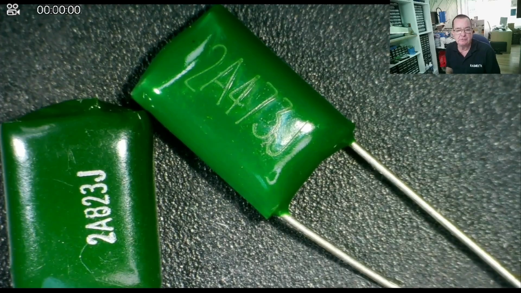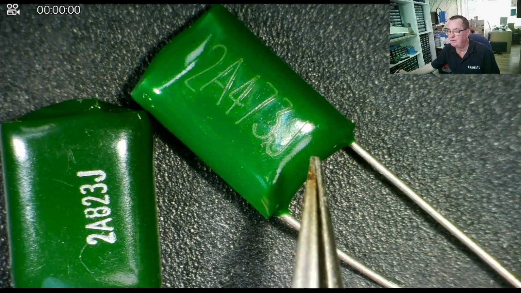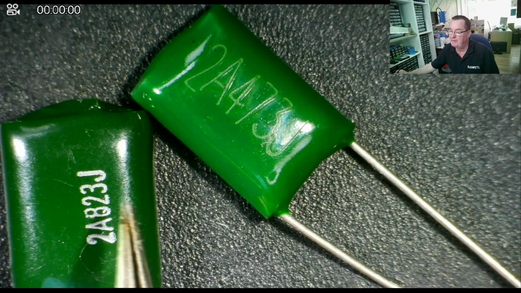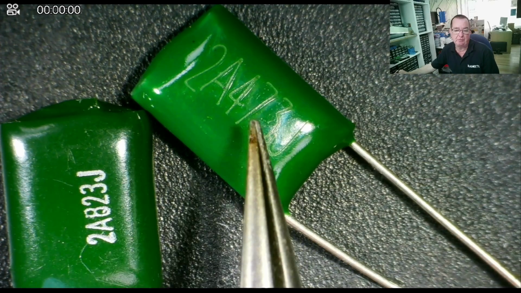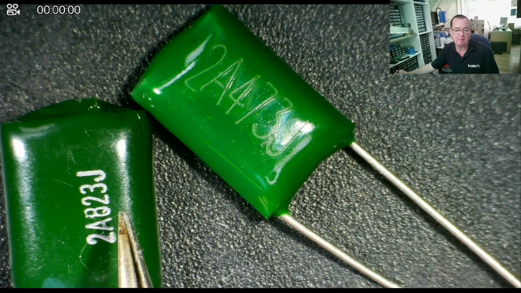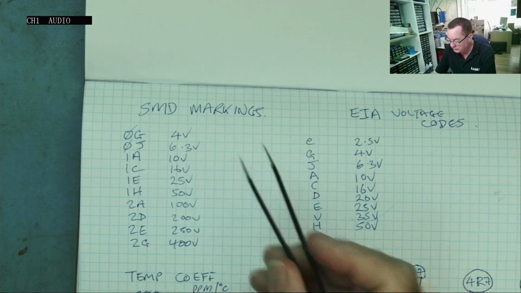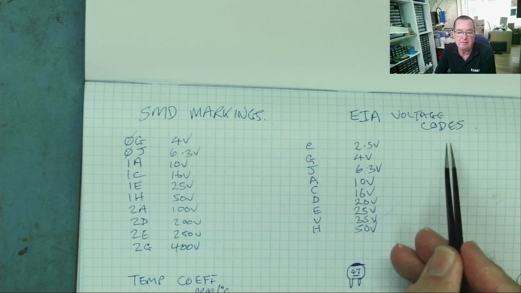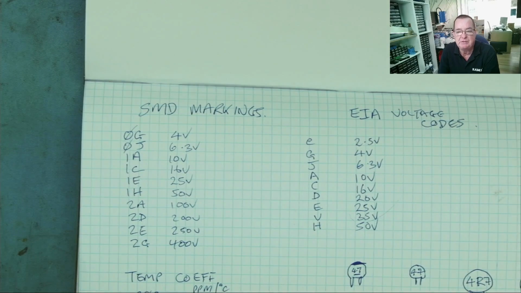A couple of things I didn't just mention but was on that section of the video. One is these codes. So we see 2A473J, 2A823J. So the 823 value is 82 and 3 zeros, 82 nanofarads, 47 nanofarads. The J is the tolerance. The 2A, this is a good example of something I did mention earlier because this is the voltage rating. So you'll see on the chart with the EIA voltage codes, 2A tells us this is a 100 volt capacitor.